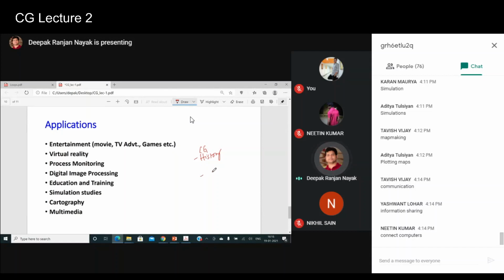And there are two things, please read them out. One is, what are the input devices? You already know. I'm talking about the hardware associated with computer graphics. One is input devices. So many input devices are there that you all know: mouse, keyboard, and some output devices.